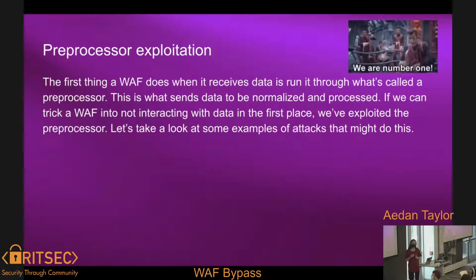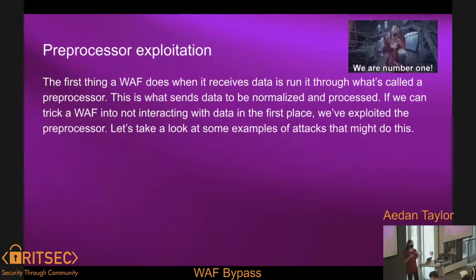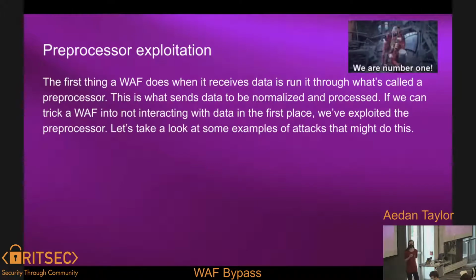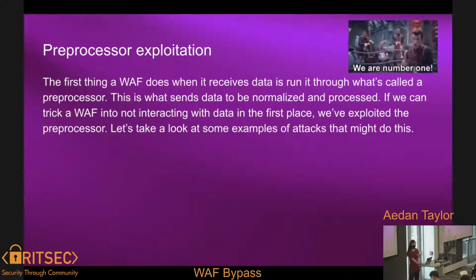So let's go over preprocessor exploitation. The first thing a WAF does when it receives data is run it through what's called a preprocessor. This is what sends data to be normalized and processed and do all the other stuff with it that you need to do. If we can trick the WAF into not even interacting with the data in the first place, we've exploited the preprocessor. So let's see some examples of attacks that might do that.